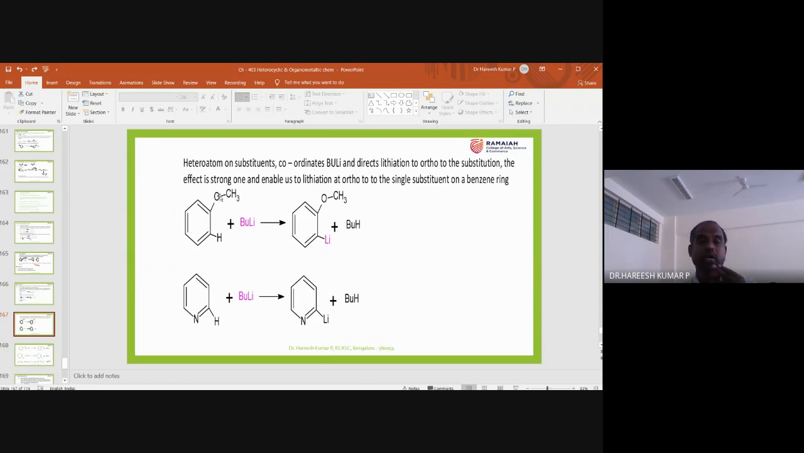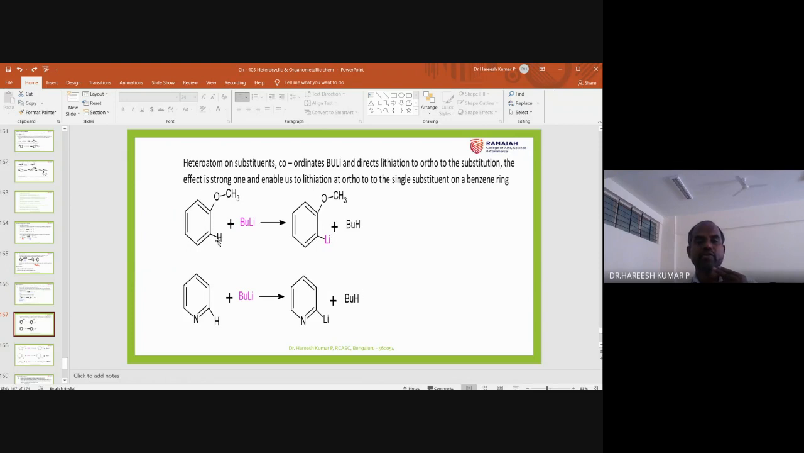Of course, it's called methoxybenzene, but the trivial name of this compound is anisole. So what will happen if this is treated with butyl lithium? There will be a lithiation. Lithiation means addition of lithium. Where will it add? Ortho to the substituent. This is a substituent and this position is called ortho.